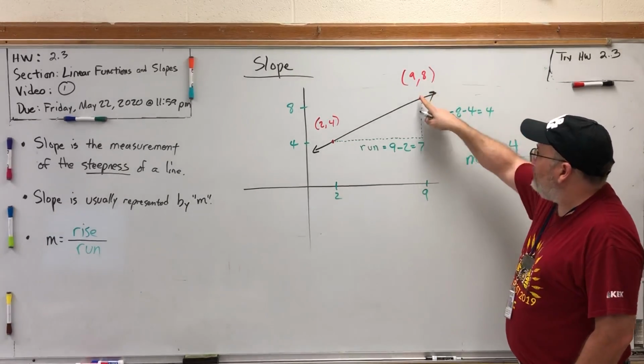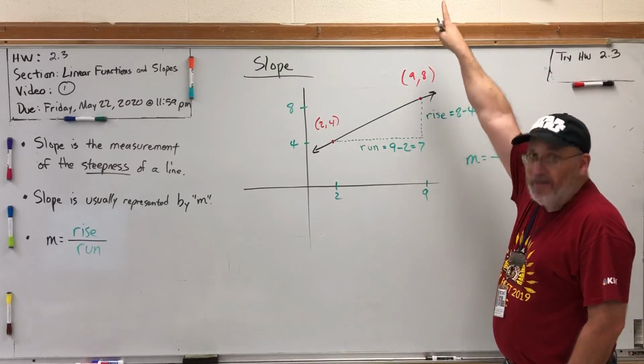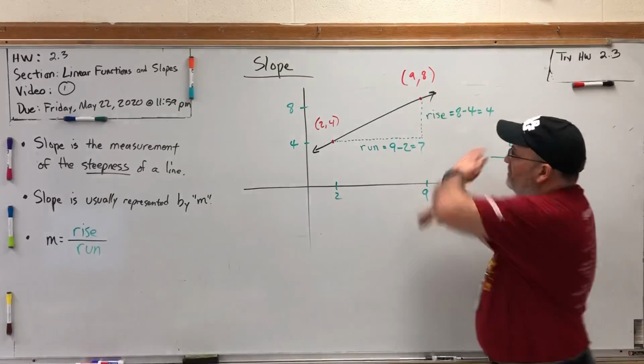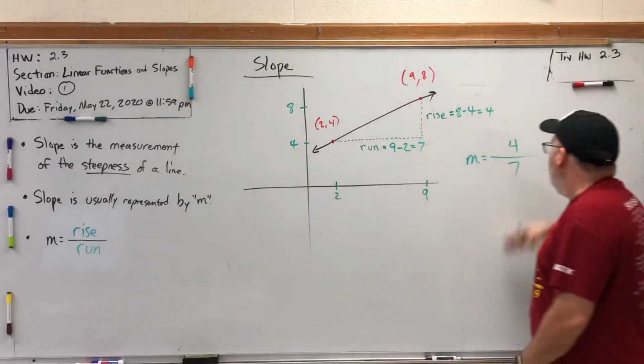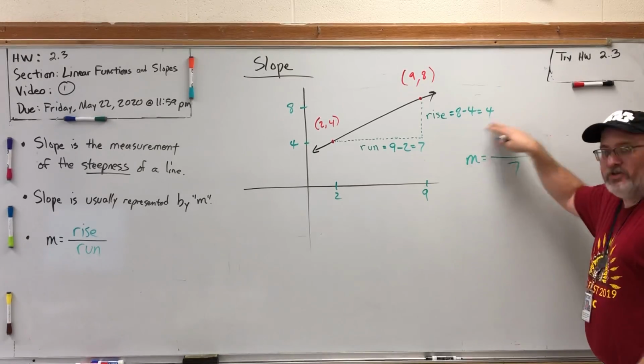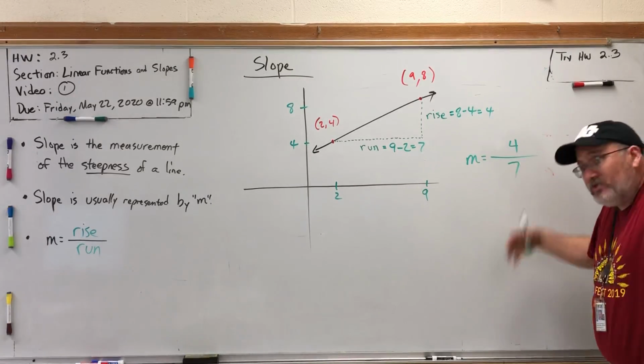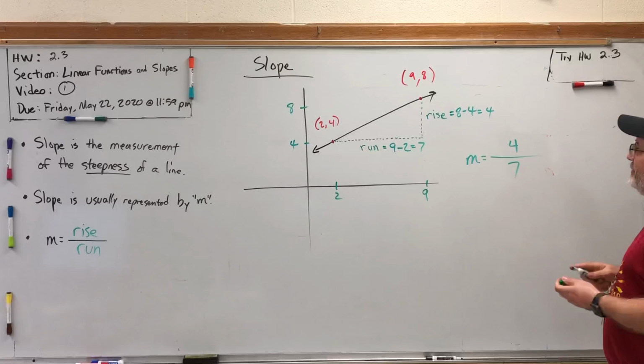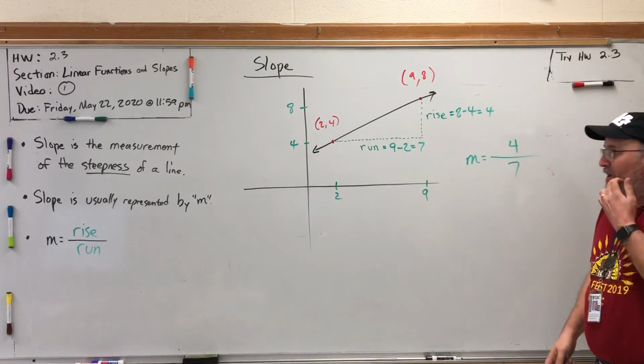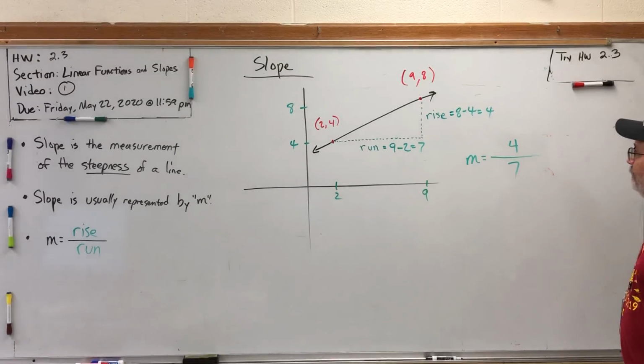like instead of going up to 9, 8, we went up to 9, 18, then this line would be a lot steeper. The rise would be greater, which means the fraction would be greater, which means the slope would be greater. So it's consistent with the idea that steeper lines should have greater slopes.